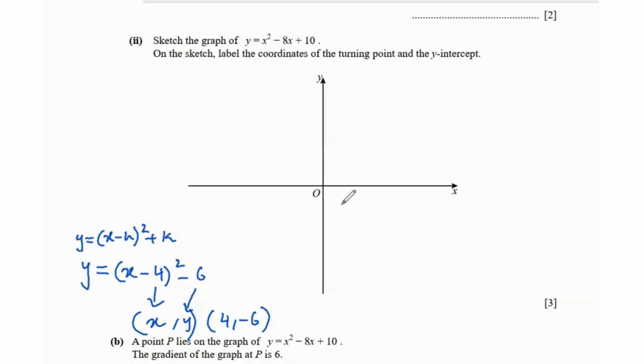So (4, negative 6) is going to be over positive 4 over here and negative 6 over here. Let's say this is your (4, negative 6).